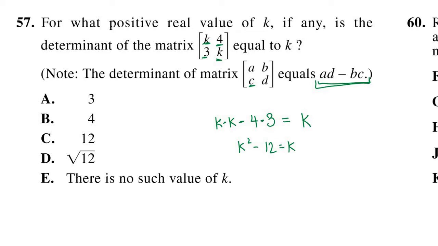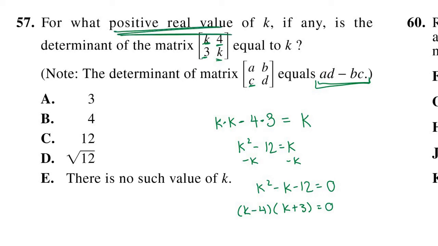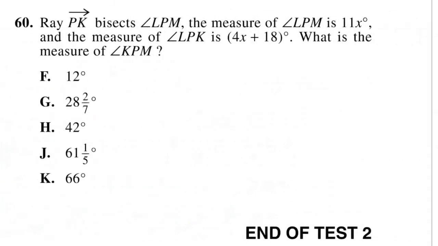We have a quadratic equation, so we want one side to be equal to 0. So we're going to move everything over to the left. We have k squared minus k minus 12 is equal to 0. From here we can factor, so we end up with k minus 4 times k plus 3 equals 0. And we want a positive real value. So k would be equal to 4 and negative 3, but negative 3 isn't a positive real value, so it has to be 4. So the answer to 57 is B, 4.